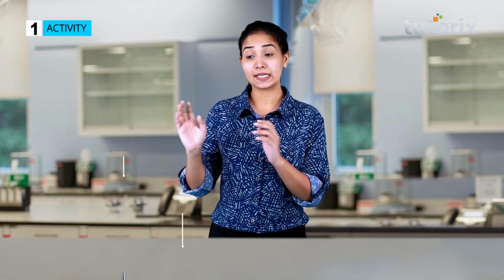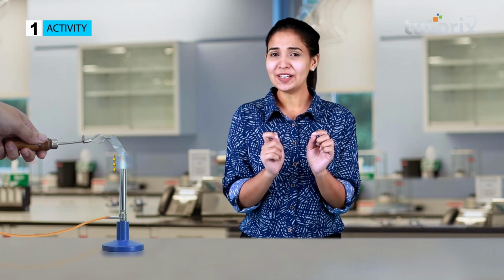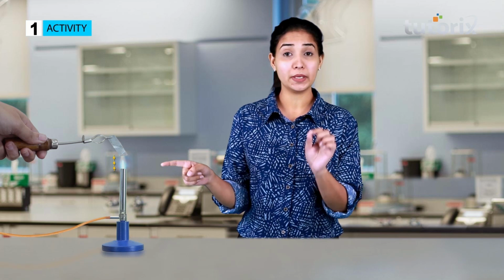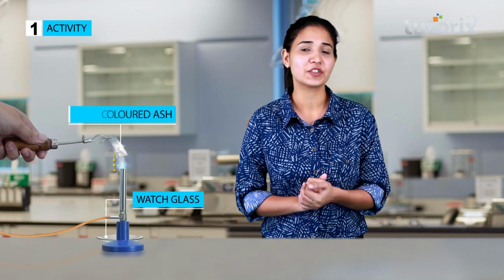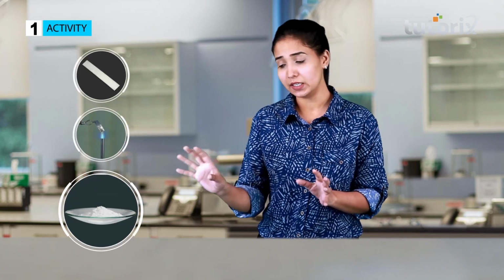Now guys, take this clean magnesium ribbon and hold it with a pair of tongs. What you have to do next is start burning. But when you're doing that, while burning the ribbon, you have to keep it away from the eyes. Well, that is for our safety. And what do we observe? While we burn it, we observe that white colored ash is formed. So we have to collect that ash in the watch glass as well. So the activity was just this only. You took the magnesium ribbon, you burnt it and collected the white colored ash.